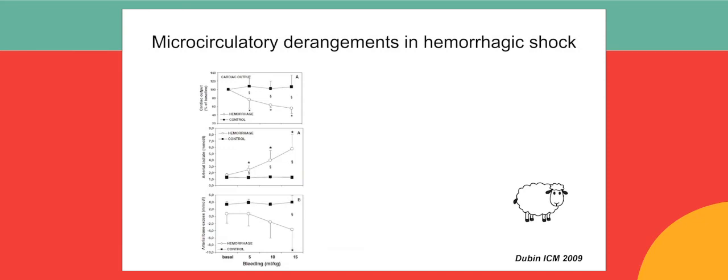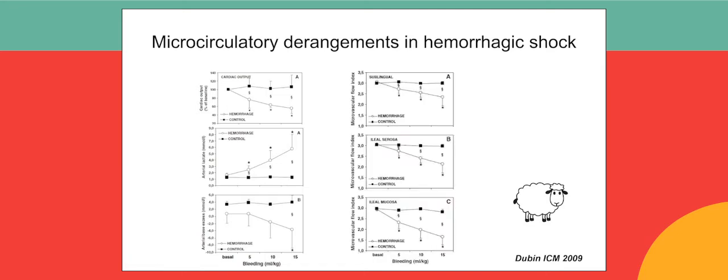So what happens during hemorrhagic shock? And this has been shown in a sheep model. What happens to the microcirculation? First, let's have a look at the cardiac output. In shock, this decreases, and this is associated with an increase in lactate. So there is shock going on. What happens to the microcirculation?